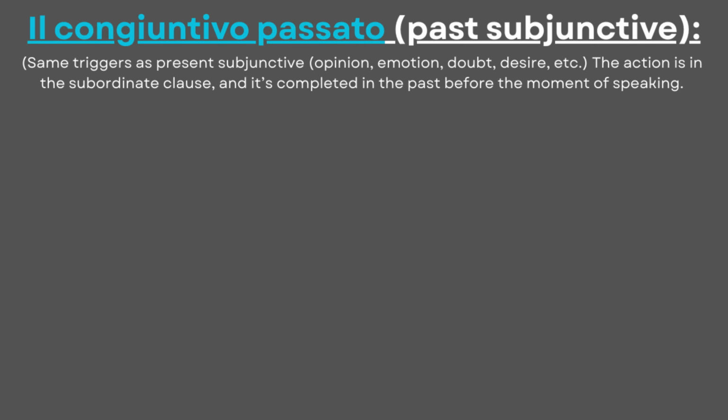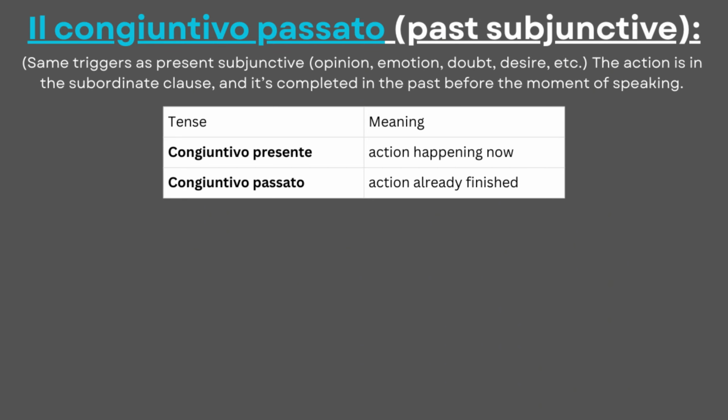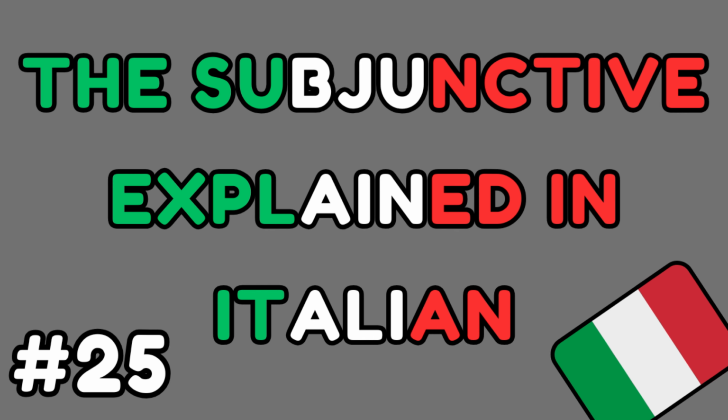The past subjunctive in Italian expresses an action that is uncertain, desired, doubted, or emotional in the past, known as il congiuntivo passato. If the present subjunctive indicates an action happening now, the past subjunctive shows an action that already finished.